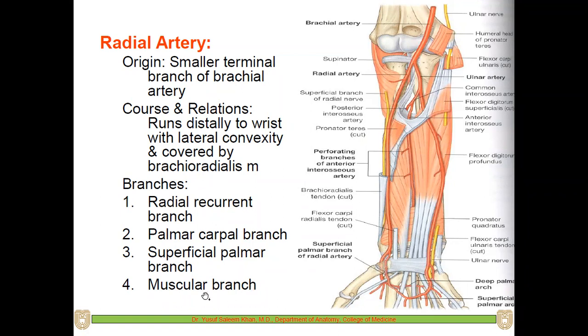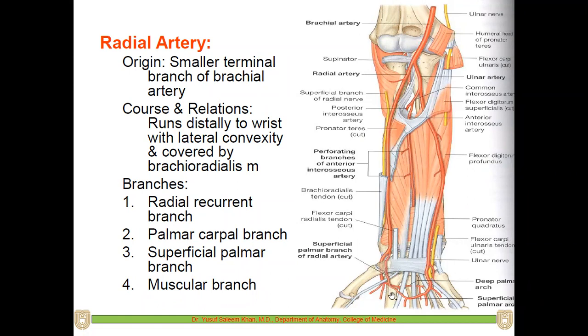Then it will also give muscular branches. So these are some of the branches of this radial artery. The radial artery, as I said, is the smaller branch of the brachial artery, which begins from the elbow, comes all the way laterally, being convex and deep to the brachioradialis muscle. Then it comes up to the wrist joint, becomes superficial and then goes behind the wrist joint. But it will be giving some branches.